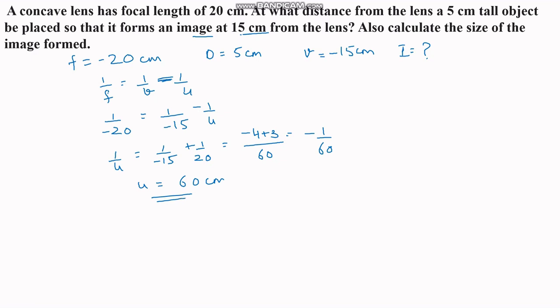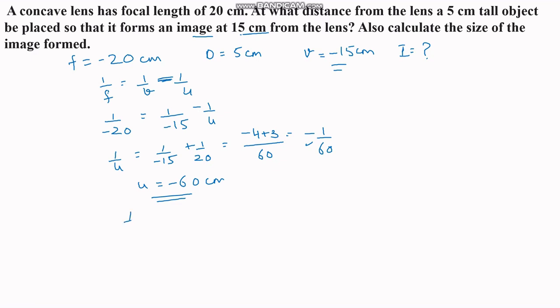Then the image will be formed at 15. And yes, I forgot that there's a negative sign also over here, since the object distance is coming out to be negative. Object distances have to be negative. Then let's do the next part.